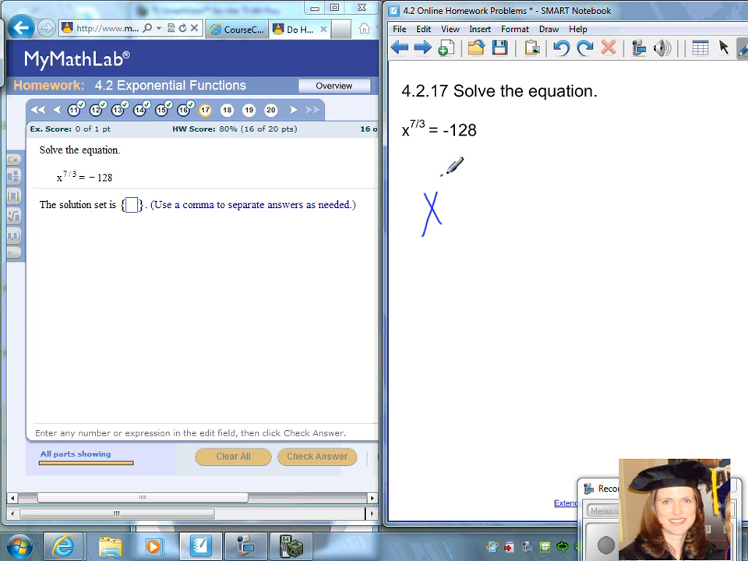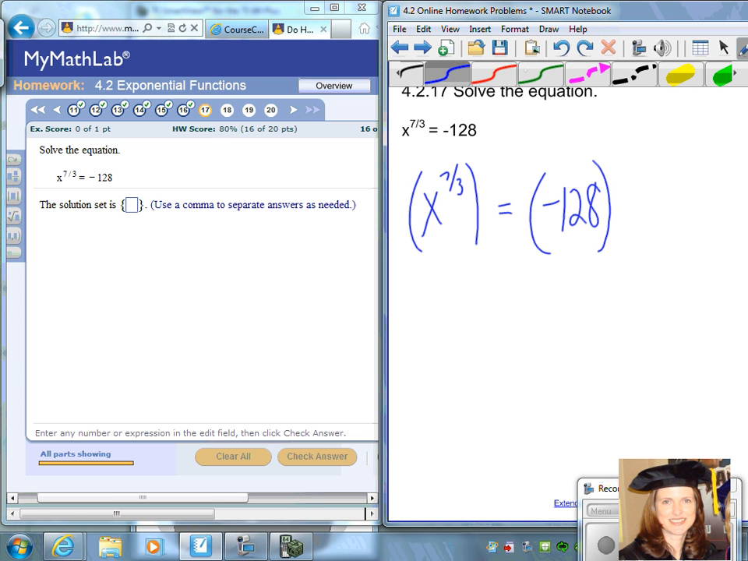If this is x to the 7 over 3 power equals negative 128, what you can do to get x by itself is to raise both sides to a power that will end up dividing out with this power. Since this power is 7 over 3, we're going to raise it to the 3 over 7 power. And whatever you do to the left side, you're going to do the same thing to the right side. So x to the 7/3 to the 3/7 power equals negative 128 to the 3 over 7 power.